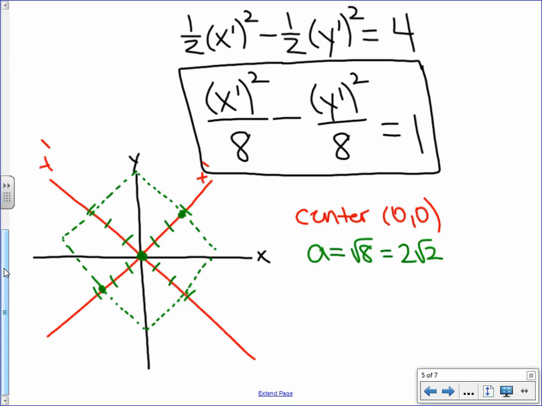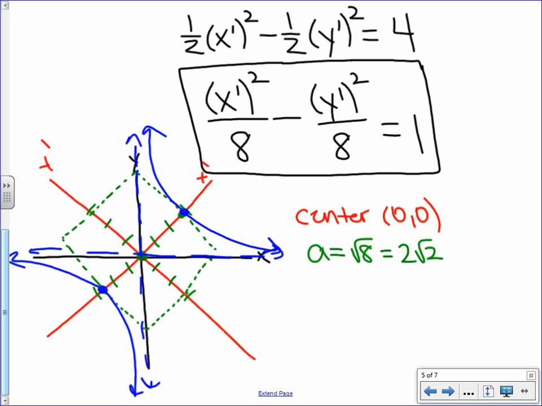So if we look at our rectangle, here are our asymptotes through our rectangle's diagonals. And then here is our hyperbola. Okay? So if we look at it and concentrate on the x and y axis, it's a hyperbola that's tilted, right? If we concentrate on the red x prime and y prime axis, that's what we graphed it on.